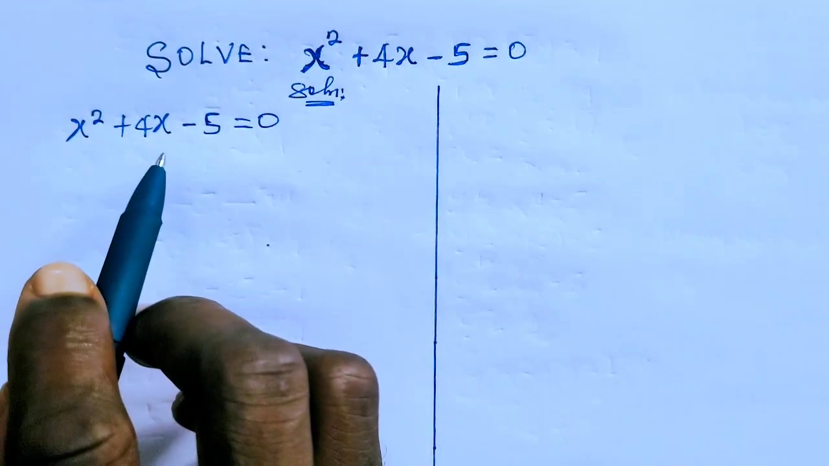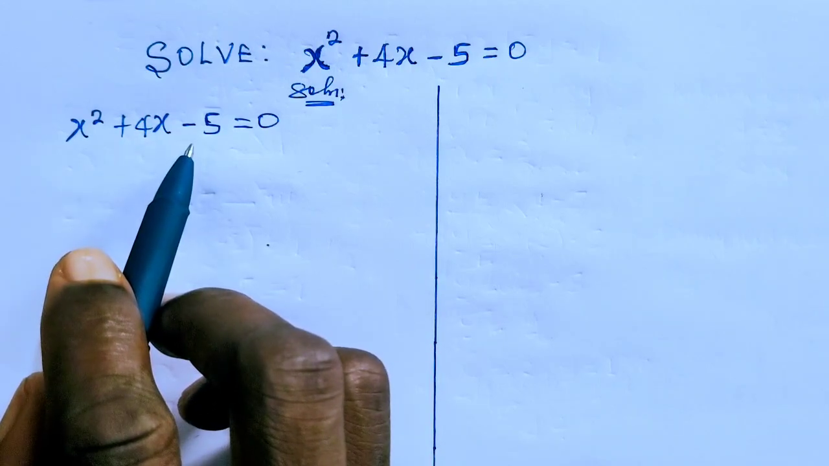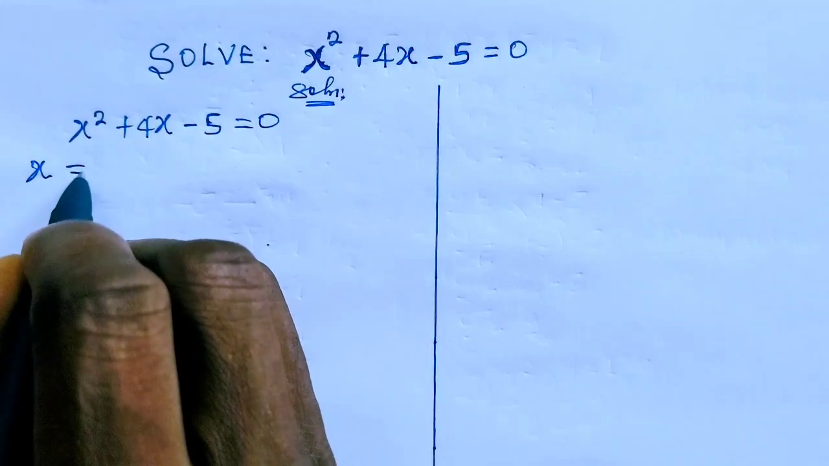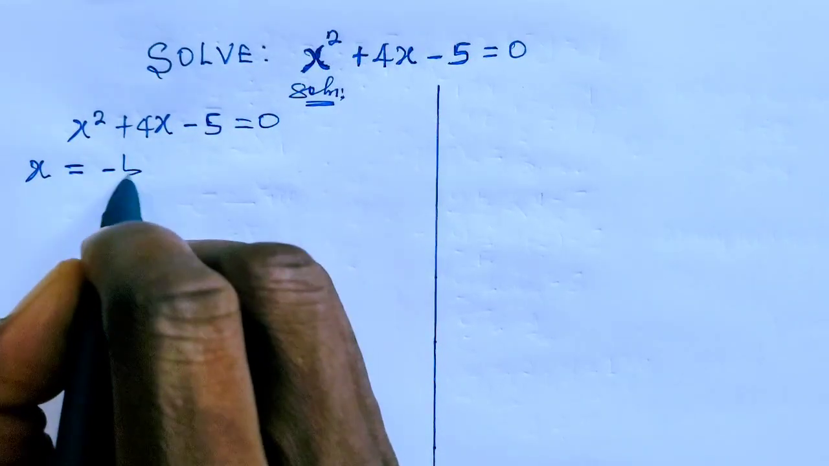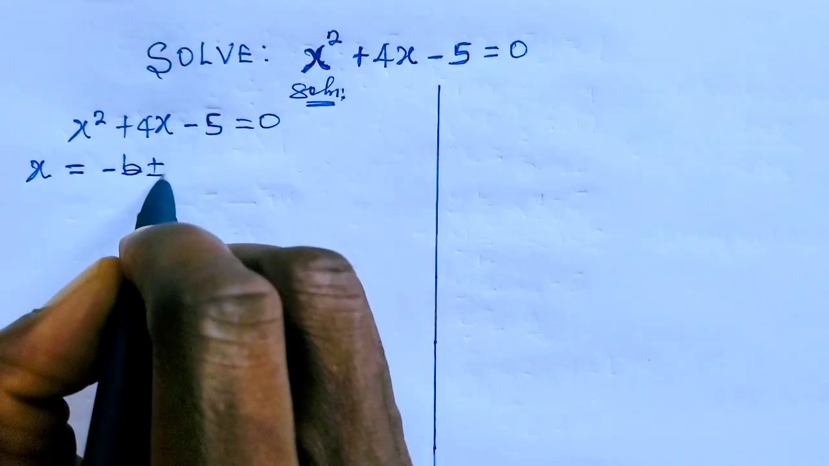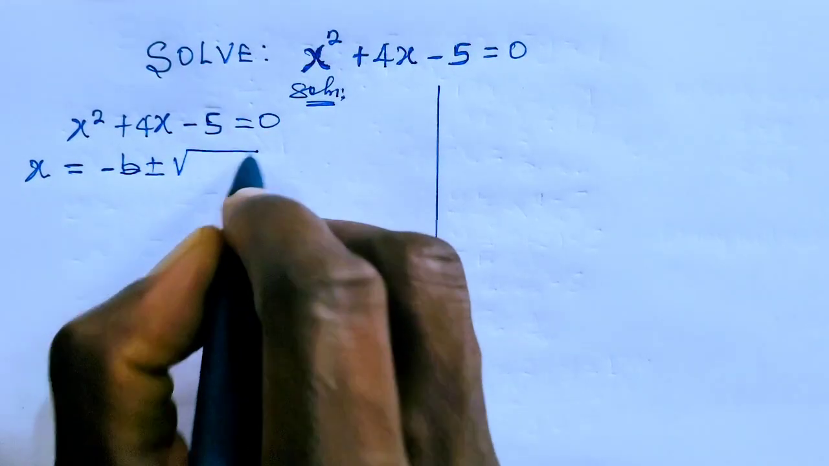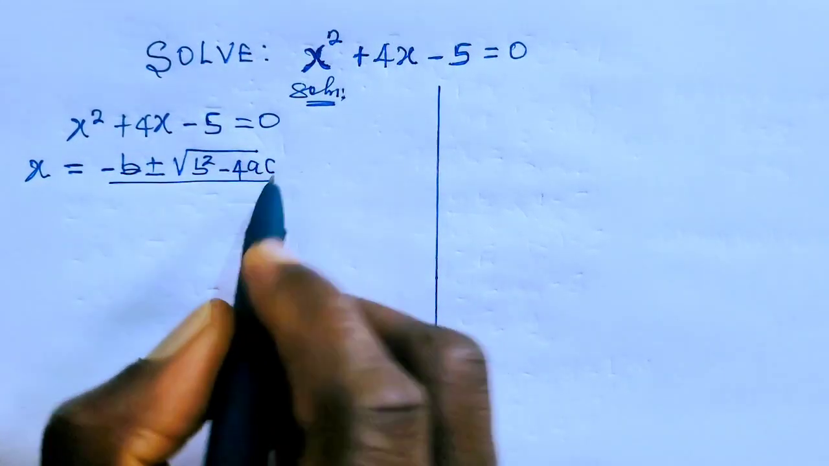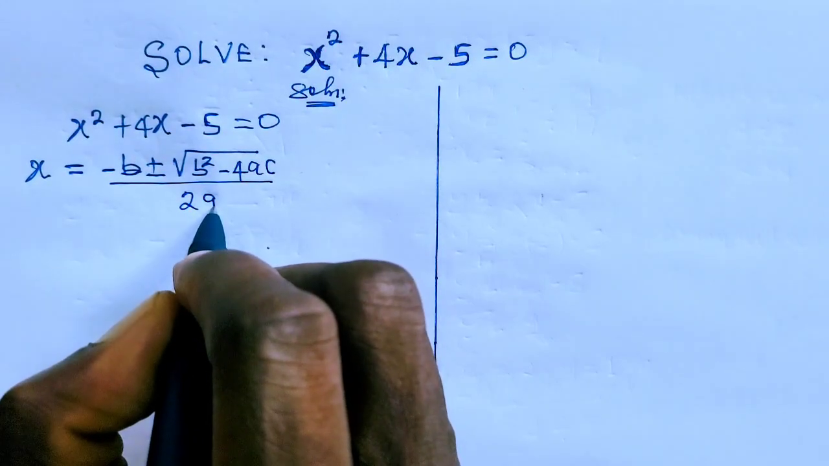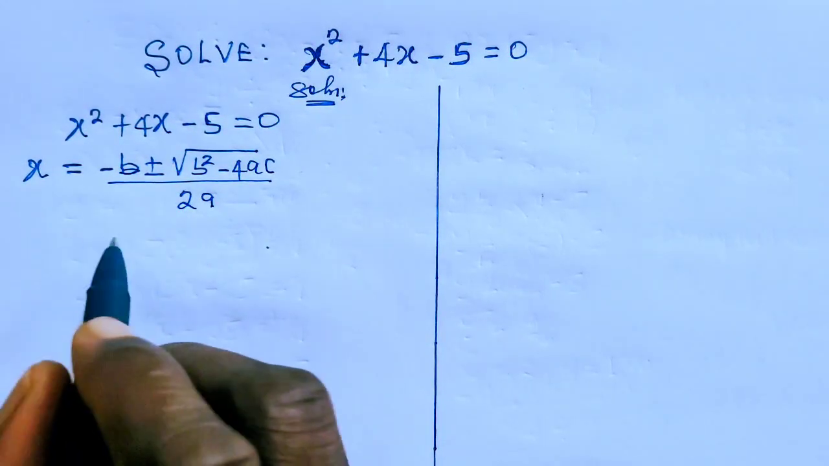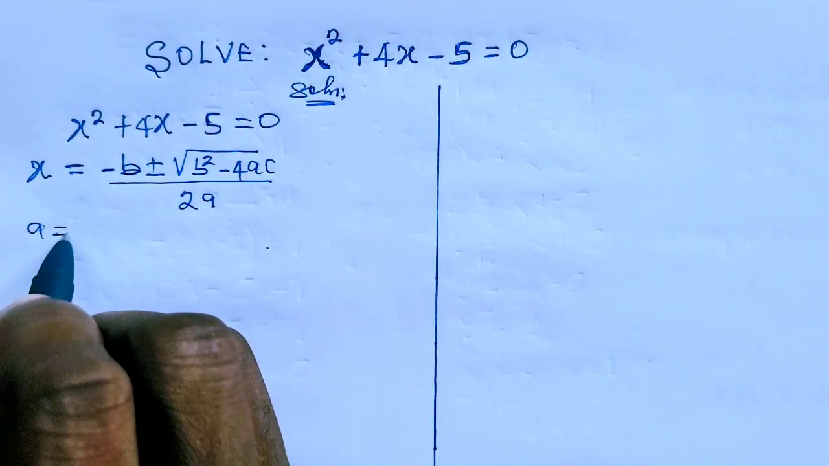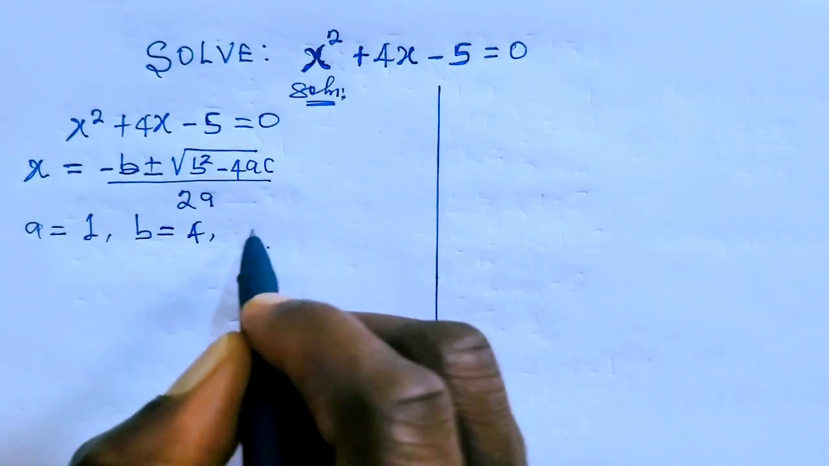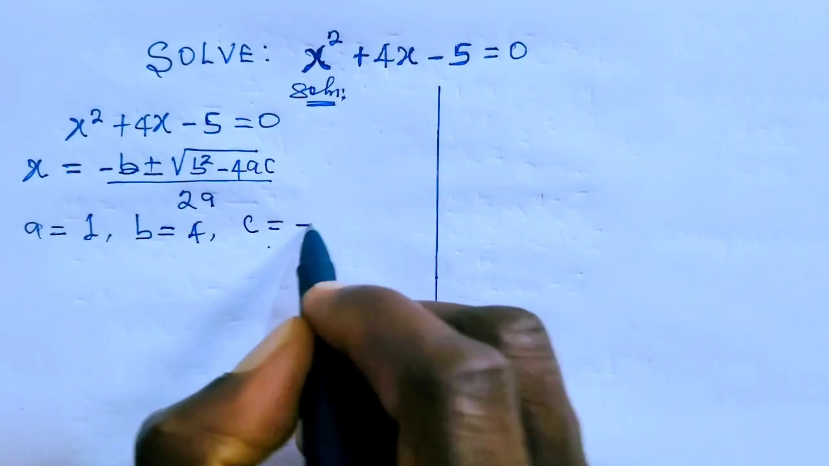Now, since we are to use formula method in solving this, recall that quadratic formula is given as x equals minus b, plus or minus square root of b squared minus 4ac, all over 2a. Now, from the given equation, we have that a equals 1, b equals 4, and c equals minus 5.